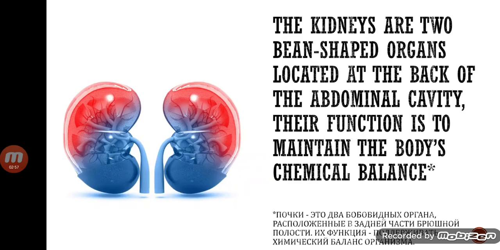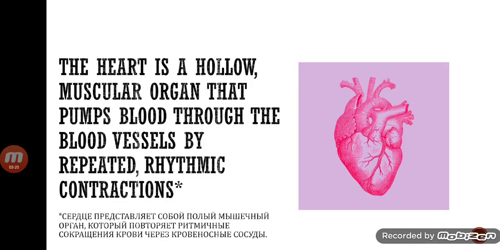blood. The kidneys. The kidneys are two bean-shaped organs located at the back of the abdominal cavity, one on each side of the spinal column. Their function is to maintain the body's chemical balance by excreting waste products and excess fluid in the form of urine. The heart. The heart is a hollow muscular organ that pumps blood through the blood vessels by repeated rhythmic contractions.